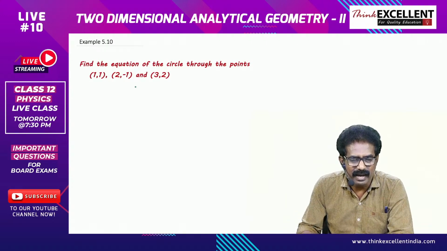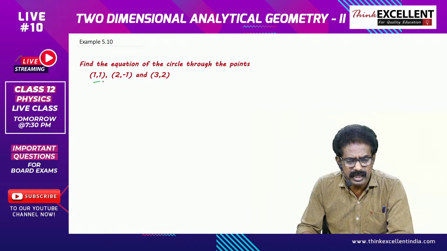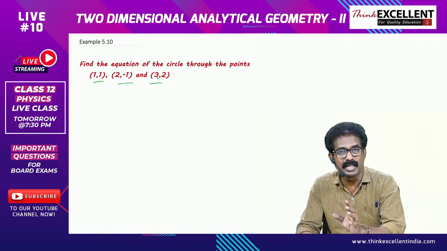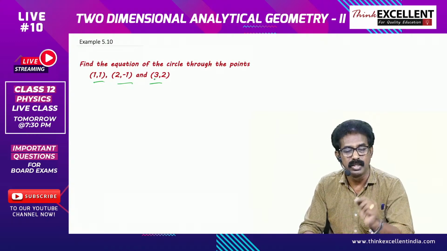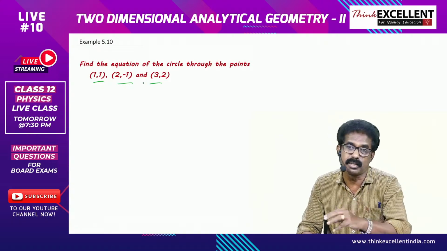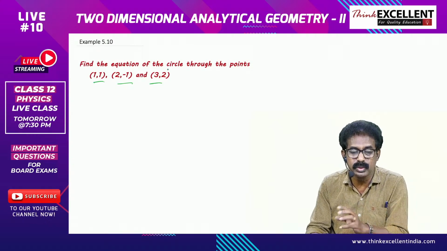Okay. Find the equation of circle through the points. 3 points are given. Only the method I am going to tell you. I will tell you how to solve it. I will give the answer. But you have to practice it. In the question they can give any 3 points. See the method. Find the equation of circle through 3 points.